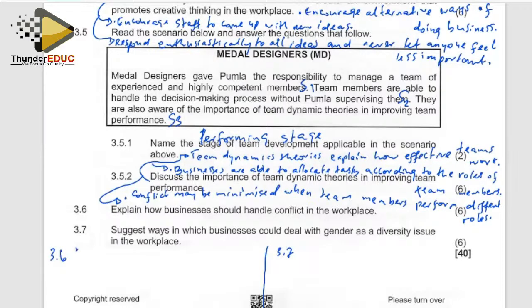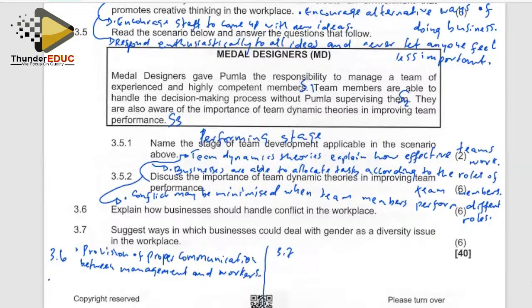Okay, right? Saying that provision of proper communication between management and workers. And also, we are saying that they must put rules or procedures that may result in good team spirit.